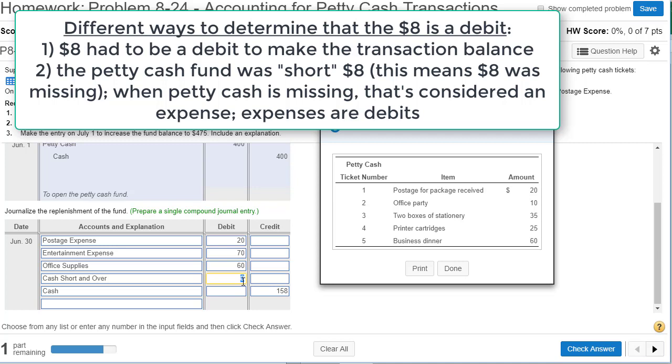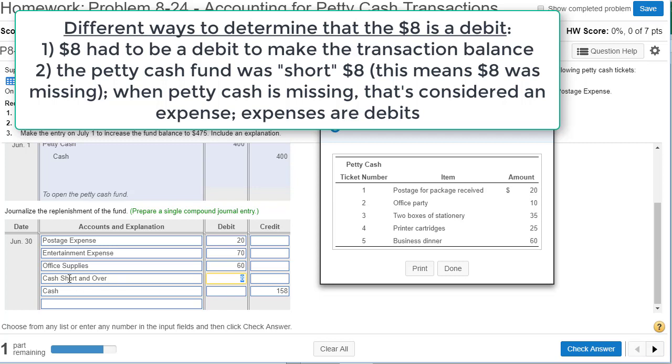The other way that you know that the $8 goes on the debit side is because the petty cash box was short. And if they are short, it means they misplaced, or someone stole the money, or they just miscalculated. Anyway, they're $8 short. So that's an expense. So which side do expenses increase on? They increase on the debit side. So when you're using this cash short and over transaction, anything on the left side means we're short. And if we had too much money in the cash account, we would have the $8 on the right side.